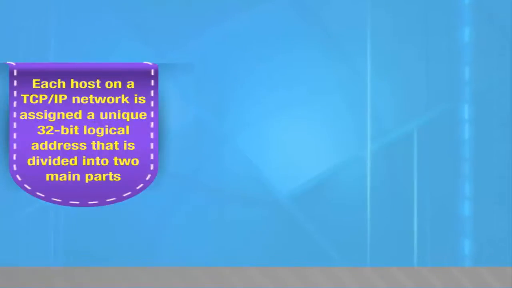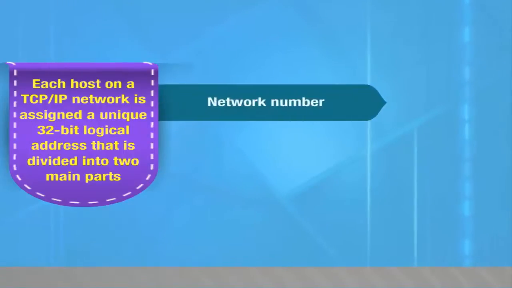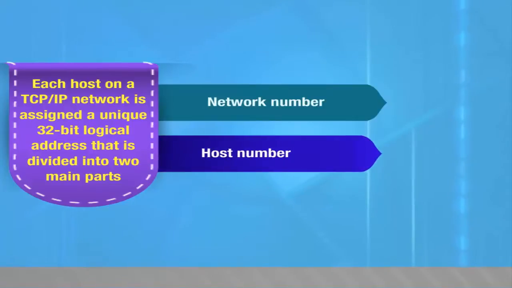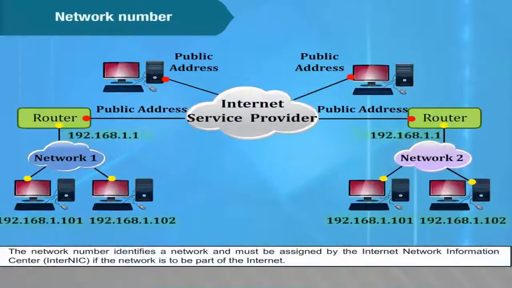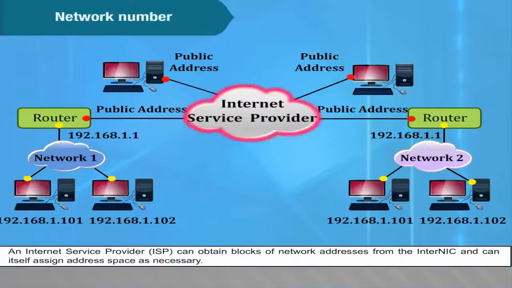Each host on a TCP/IP network is assigned a unique 32-bit logical address that is divided into two main parts: network number, host number. Network number. The network number identifies a network and must be assigned by the Internet Network Information Center (INTERNIC) if the network is to be a part of the Internet. An Internet Service Provider (ISP) can obtain blocks of network addresses from the INTERNIC and can itself assign address space as necessary.